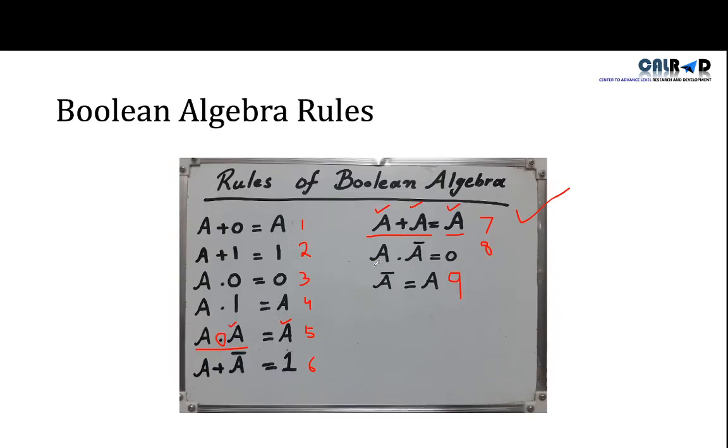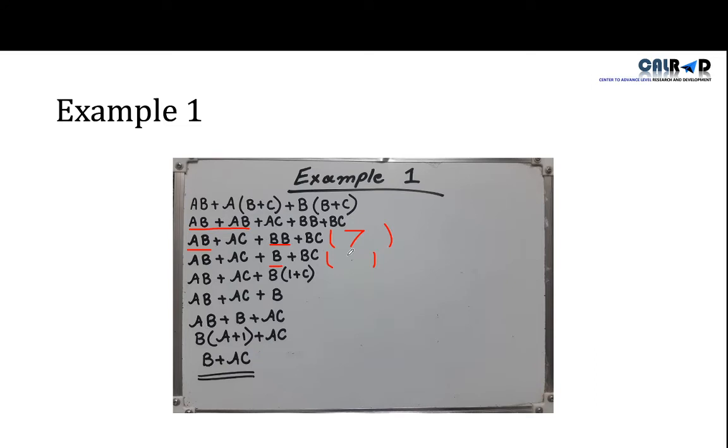Law number 5, or rule number 5, is implemented here. Now we will move further. Now we have this equation: AB plus AC plus B plus BC. Now what can we do for further simplification?